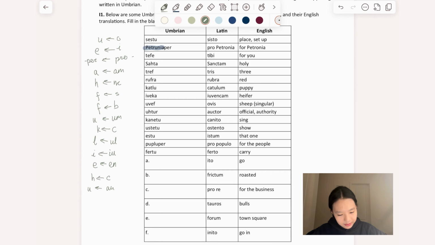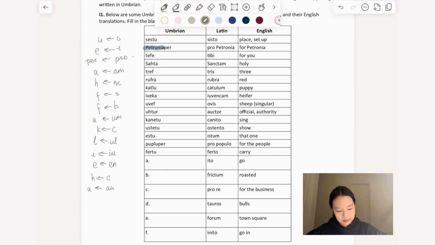And we also have Estu and Istum, which we just get that the E becomes I, and then the U becomes UM, or the other way around too. And then Puluper and Propopulo, it's the same thing as the Petrunaper and Propetronia. So that's pretty much the same. And we also have that the UL in the Populo becomes an L in the Pupuloper. And then Furtu and Furto is just the O and the U's.